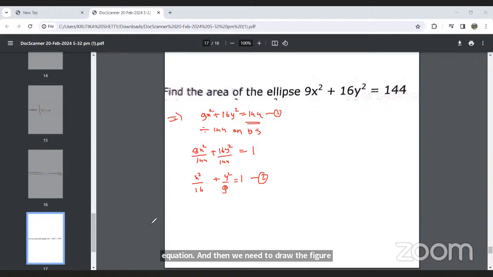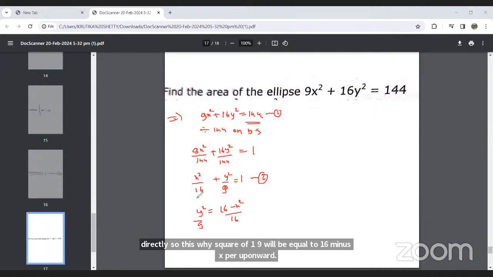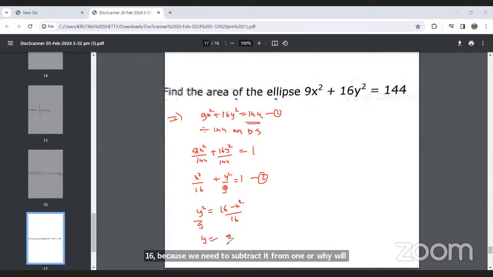So the first step we have done. Next, write the equation in terms of y. Now we know how to do it, so I am doing it directly. y square upon 9 will be equal to 1 minus x square upon 16, so y square is 9 upon 16 into 16 minus x square, or y will be equal to 3 by 4, since the square root of 9 by 16 is 3 by 4, into the root of 4 square minus x square. So this will be our equation.